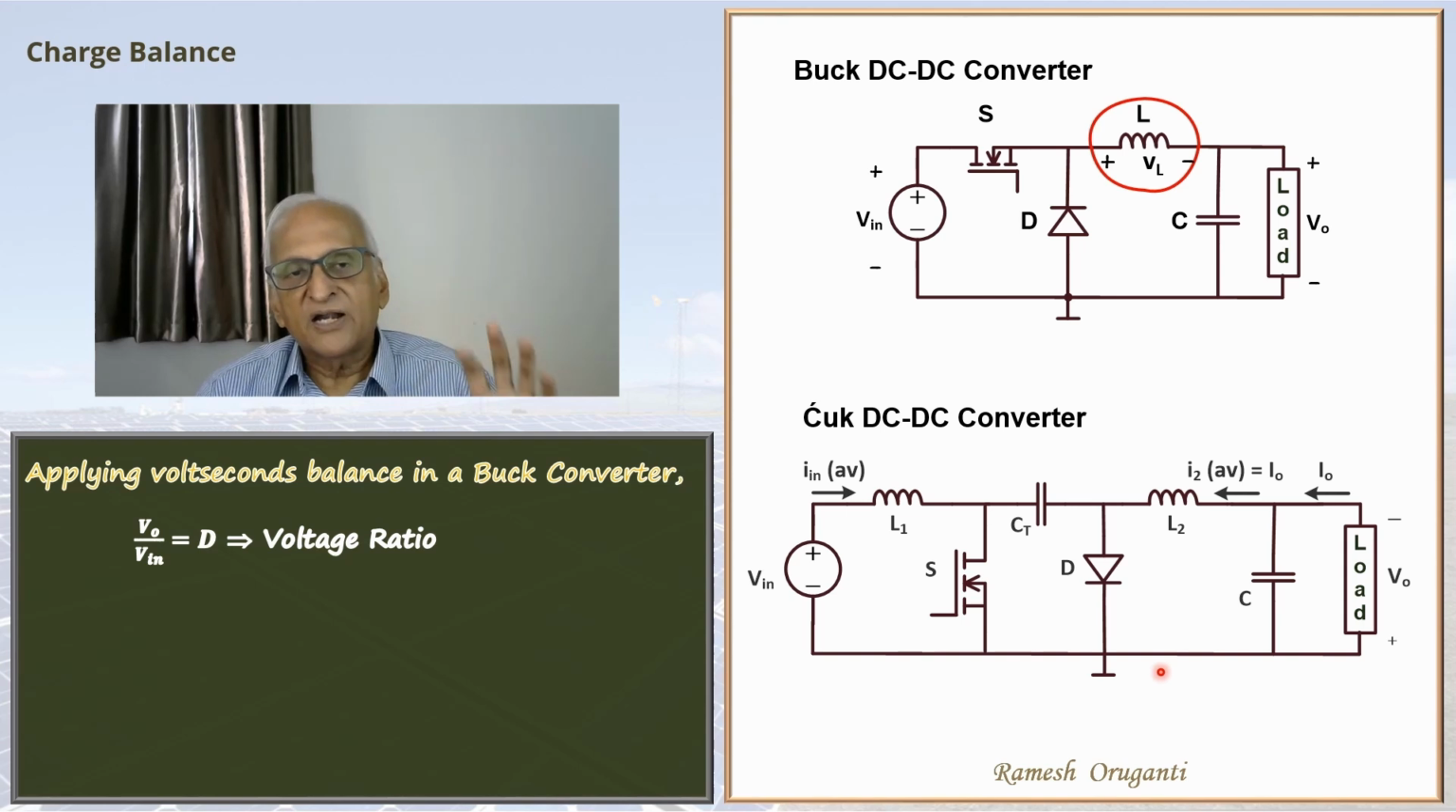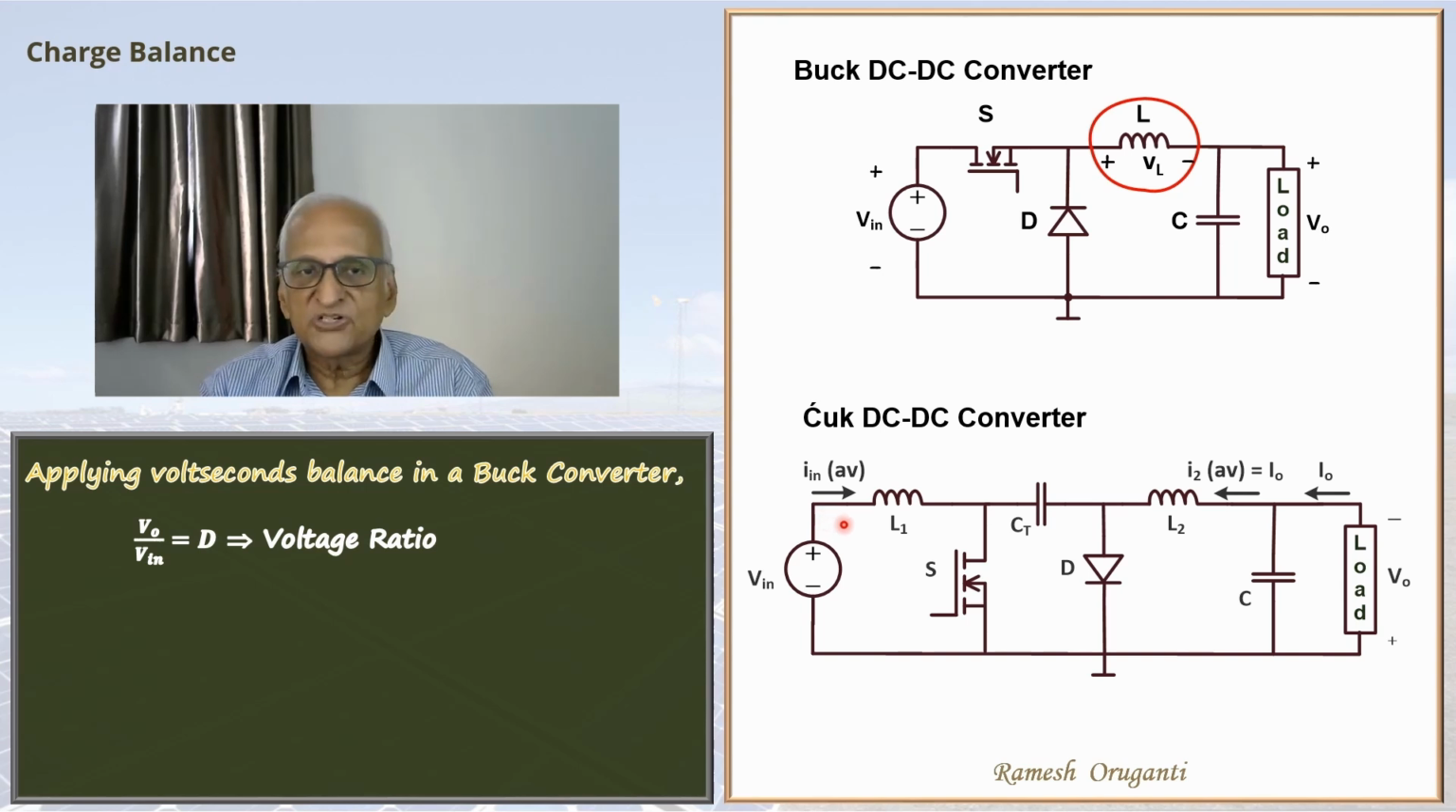So if you give 100 volts input, you can get minus 150 volts as the output. You can get minus 75 volts as the output, but the output voltage will be of opposite polarity to the input voltage. So this is useful in those cases where we need to develop a negative voltage from a positive voltage. I in is the input current, I in average is the DC input current.